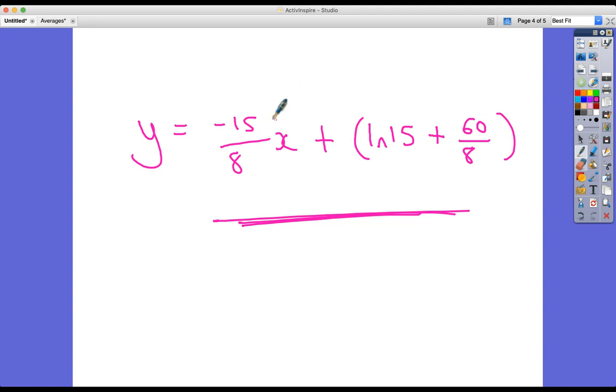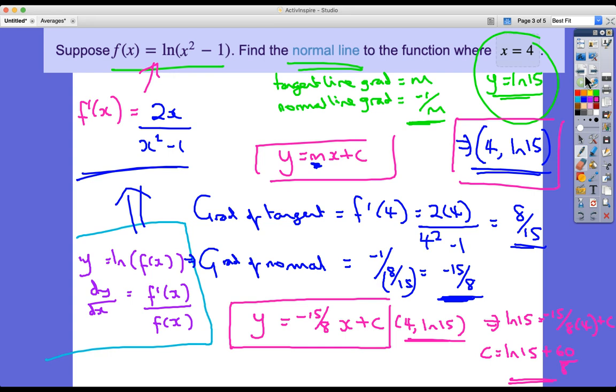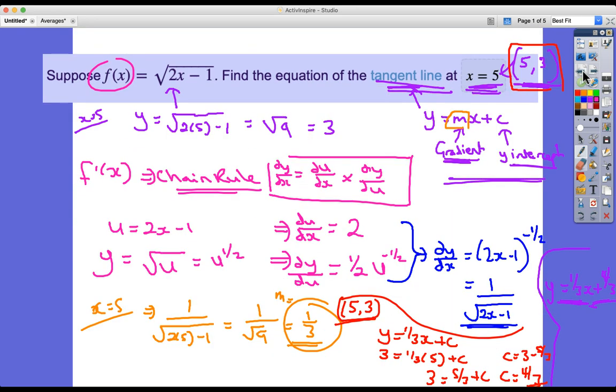We've got the gradient, we've got the y-intercept. Okay, that's what it is. It is what it is. So there's 3 questions there. What's in it? Chain rule is in there, differentiating exponential functions and logarithmic functions, and equations of tangents and normals is in there as well.